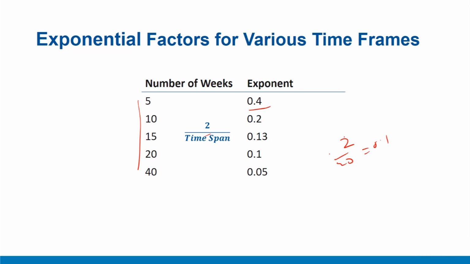On the other hand, a 20-week average should be half as sensitive as a 10-week period. So its exponent is 2 by 20, which works out to 0.1. And so on. If an MA proves to be too sensitive for the trend being monitored, one solution is to extend its time period. And therefore, all forms of MAs represent some form of compromise between timeliness and sensitivity.